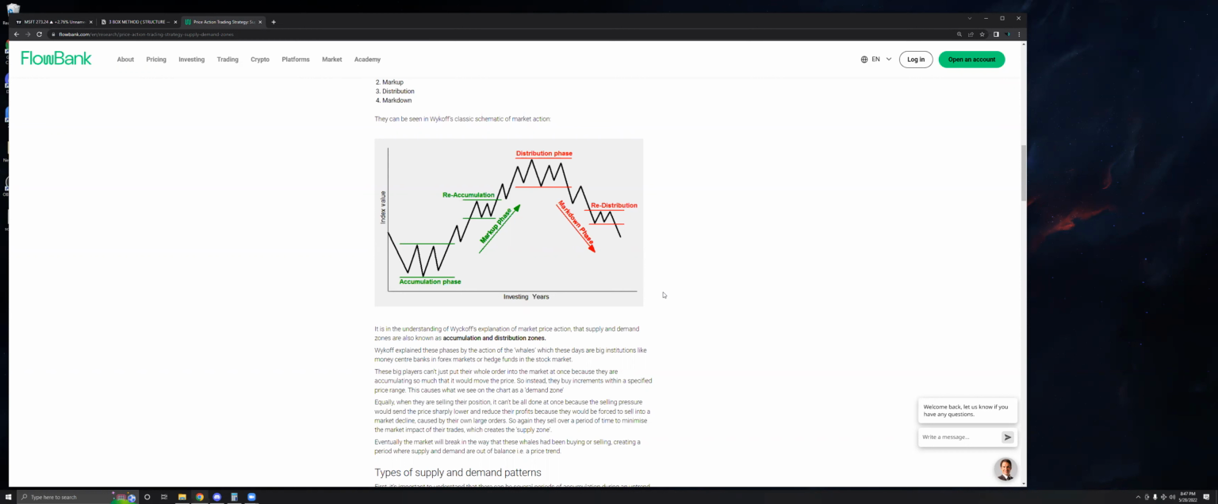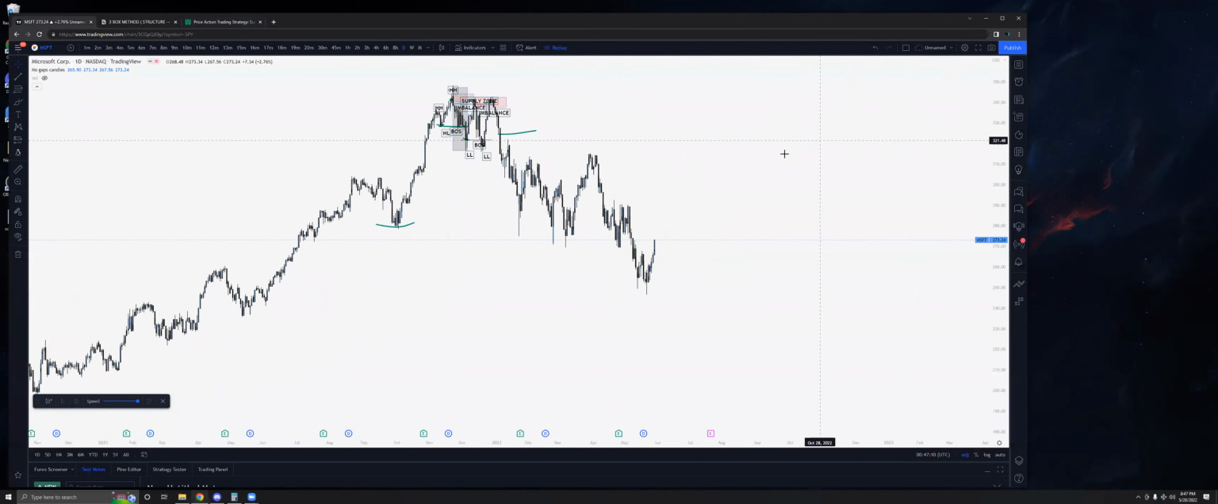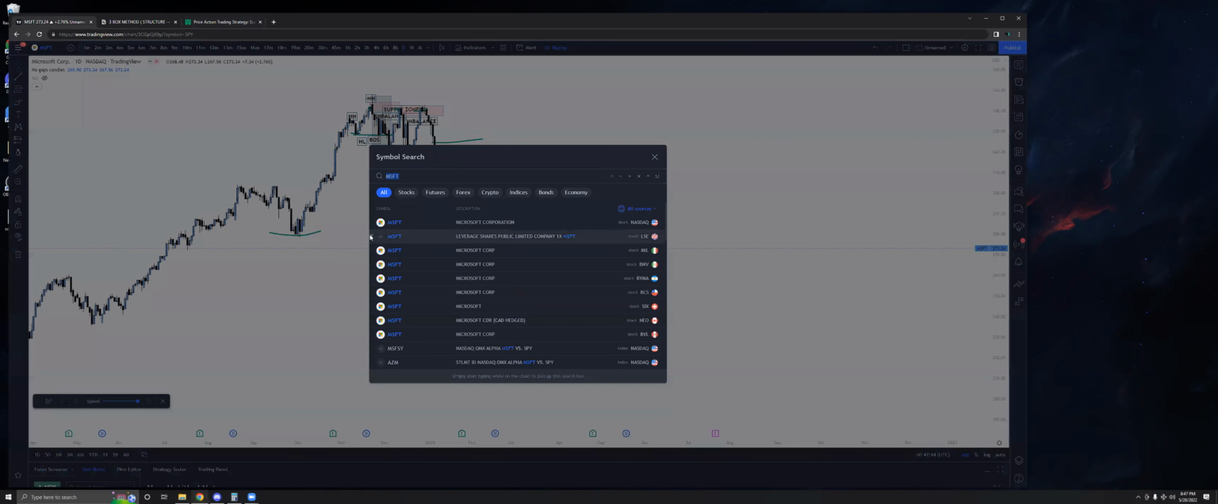You can see Wyckoff on a 1 hour. You can see it on a daily. There you go. This is just pretty much downtrending, downtrending, downtrending. So let's look at SPY.